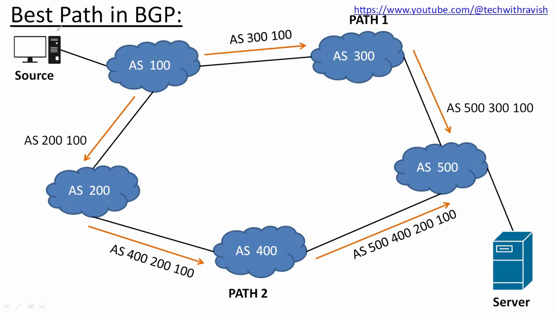Let's talk about BGP. Which one is the best path? If I talk about path number one, there are three AS numbers in path number one. Let us assume this is our source and this is our destination.